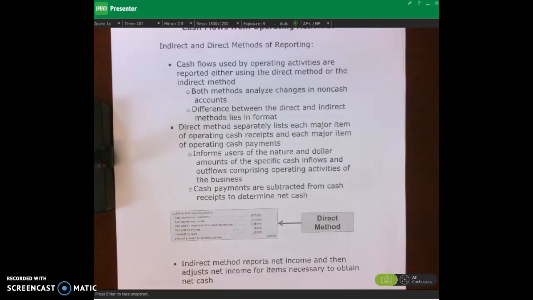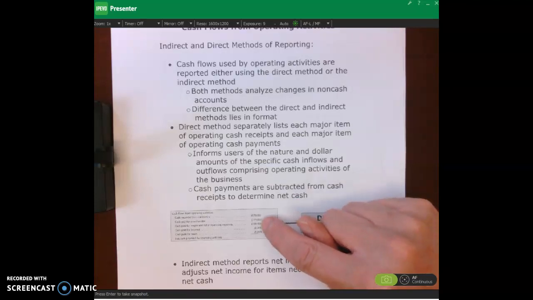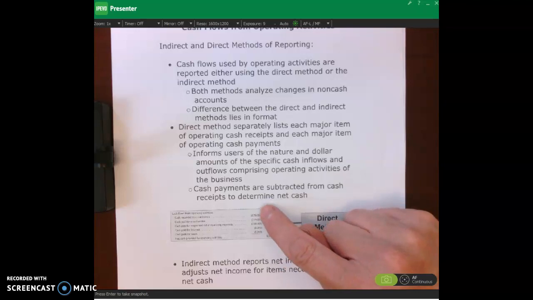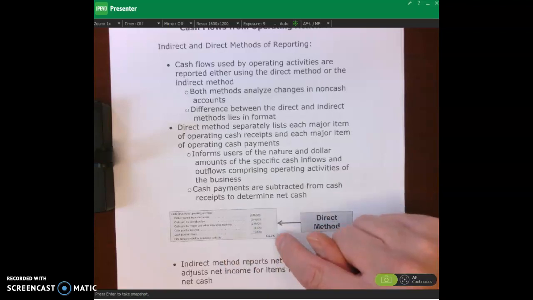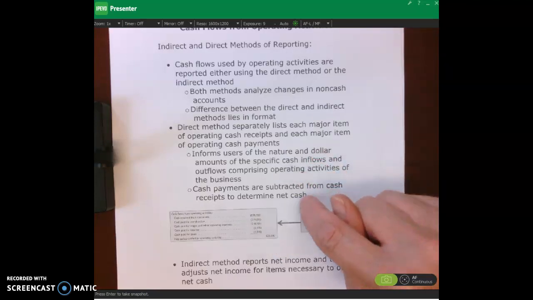The direct method, on the other hand, says, here's how much cash we got from customers. I know this is probably a little bit hard to read, but you can find the page in your course pack and make it a little bit bigger. So we can see cash received from customers, $570,000, cash paid for merchandise, $319,000, cash paid for wages and operating expenses, cash paid for interest, cash paid for taxes. With the direct method, we don't take net income and make changes to it to derive net cash provided by operating activities. We calculate the inflow or outflow based upon each major activity, each major item.